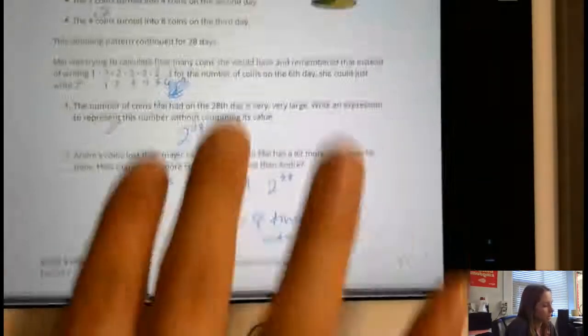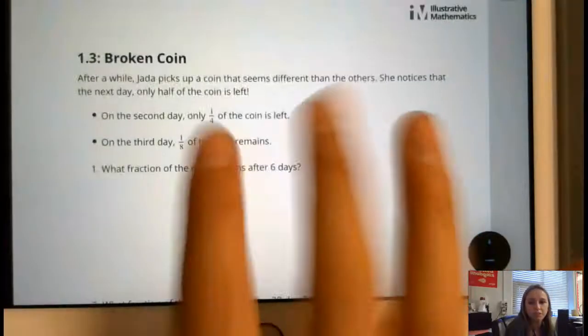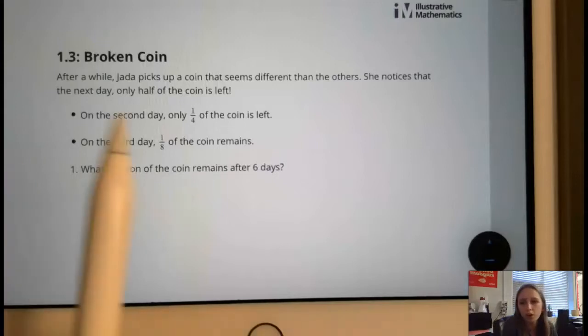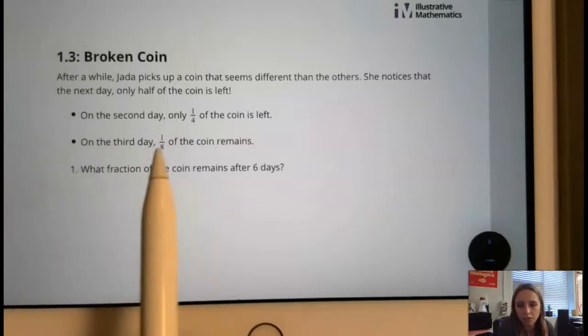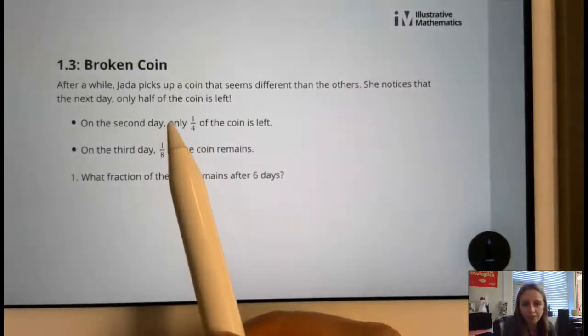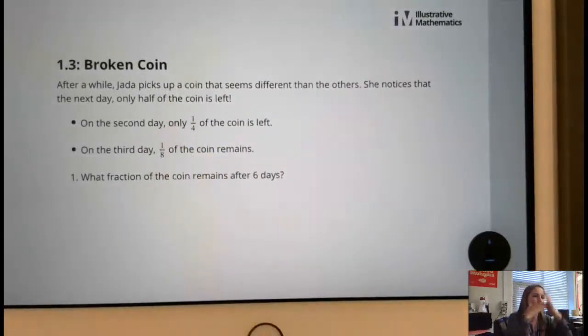Alright, now let's look at another situation that's very similar here. So after a while, Jada picks up a coin that seems different than the others. She notices that the next day, only half of the coin is left. So she has 1 coin and it's slowly diminishing. So on the second day, only 1/4 of the coin is left. On the third day, 1/8 of the coin remains. So it's getting split into half each time. So instead of doubling, it's shrinking by half.